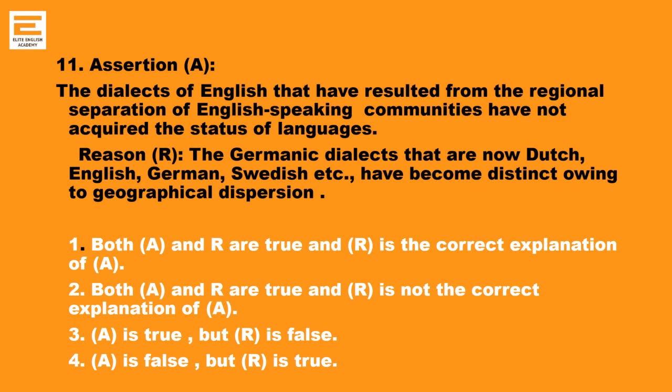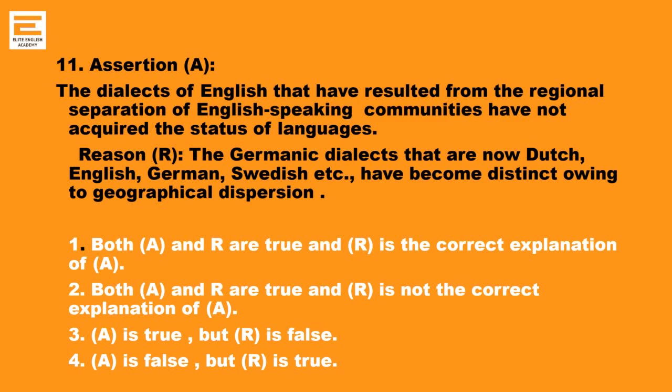Next one. The dialects of English that have resulted from the regional separation of English-speaking communities have not acquired the status of languages. Look at that. This is the third question in which the word dialect appears. In the last two NET exams, the word dialect has appeared at least thrice. Now go for that. The dialects of English that have resulted from regional separation. So it is related to regional speech; English-speaking communities have not acquired the status of language.